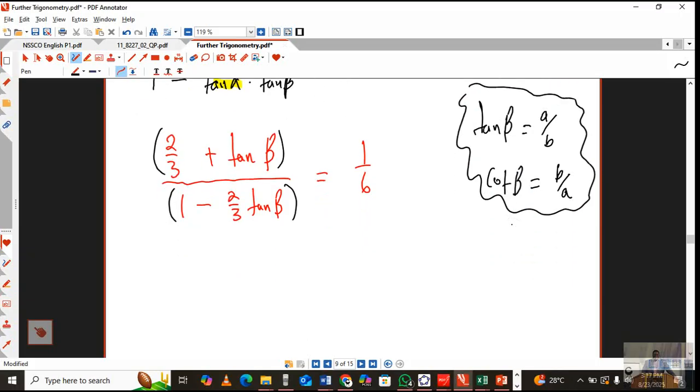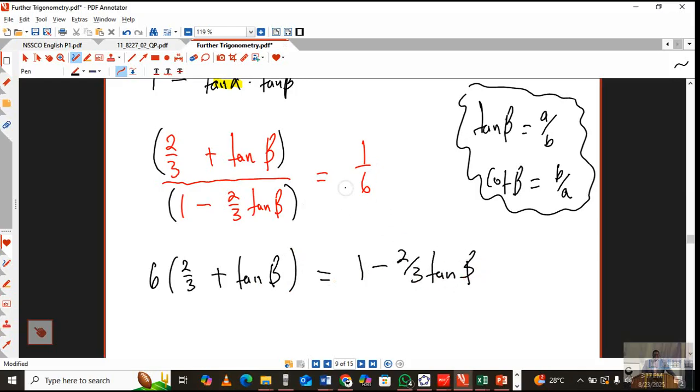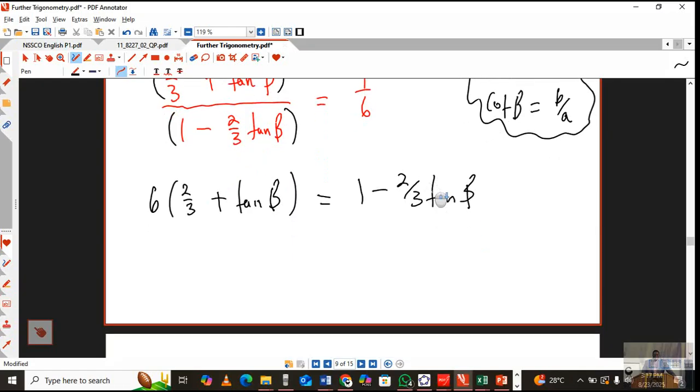Okay, now, again, just cross multiply if that is the concept that you want to apply. The idea is to make tan beta the subject of the formula. So this is 1 minus 2 over 3 tan beta. I can remove the brackets because I'm just multiplying that by 1. Now I must collect the tan beta terms, but before I do that, I'm going to multiply out. So if you multiply here, this is going to be 3 into 6 is 2 times that is 4, plus 6 tan beta equals 1 minus 2 over 3 tan beta.